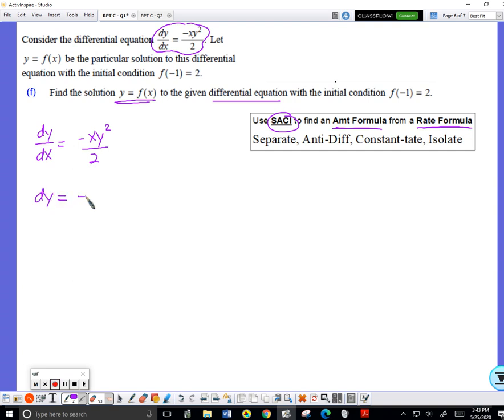And then it does help to separate the variables on this side a little bit, kind of like u substitution. I've got y squared multiplied by negative x over 2 multiplied by dx. So now I'm going to have, I prefer to write negative 1/2 x. Like that. That's going to get me 1 point for correctly separating.